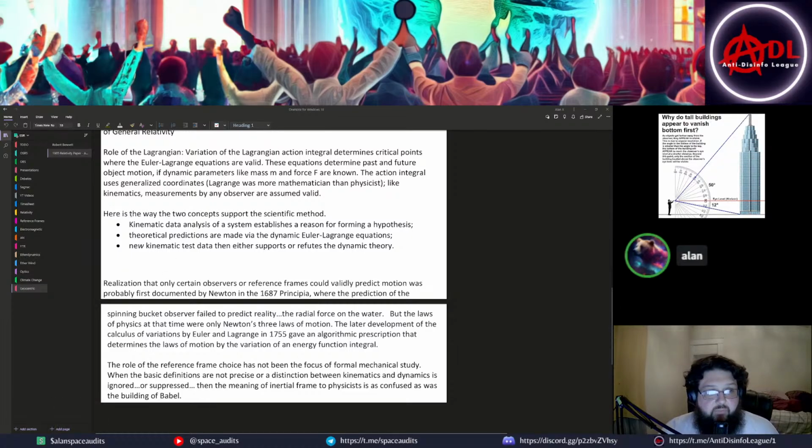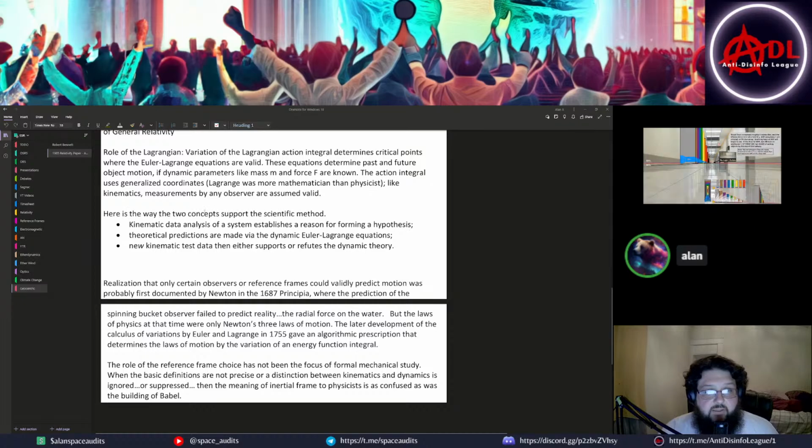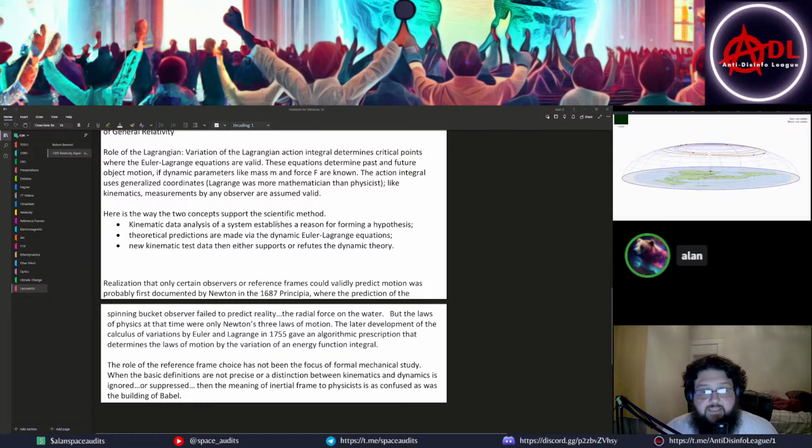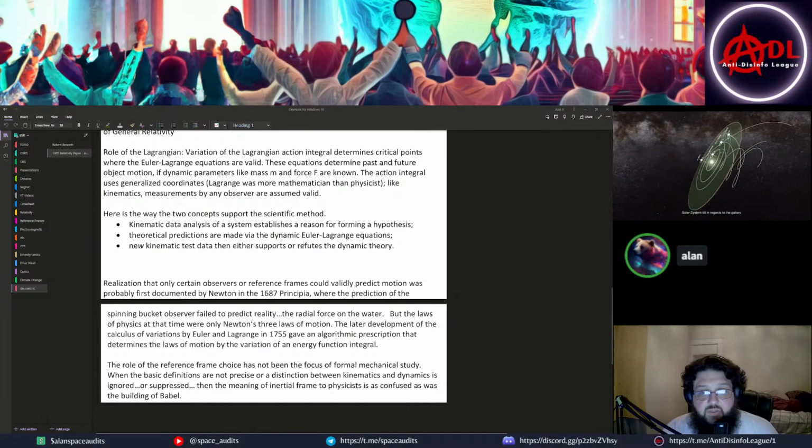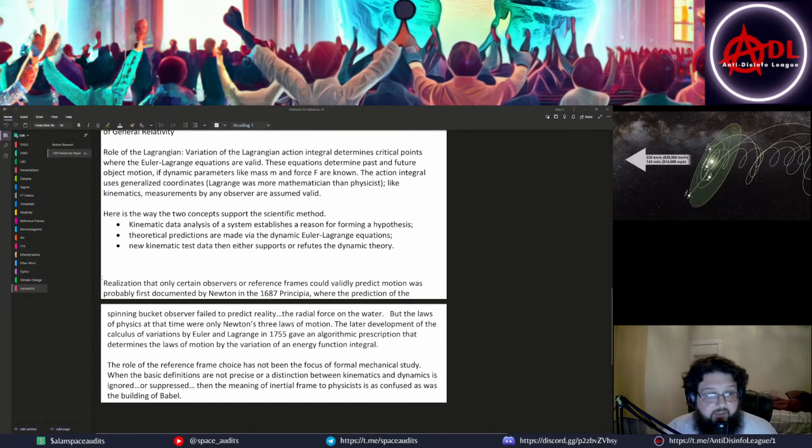Here is the way the two concepts support the scientific method. Kinematic data analysis of a system establishes a reason for forming a hypothesis. Theoretical predictions are made via the dynamic Euler-Lagrange equations. New kinematic test data either supports or refutes the dynamic theory.